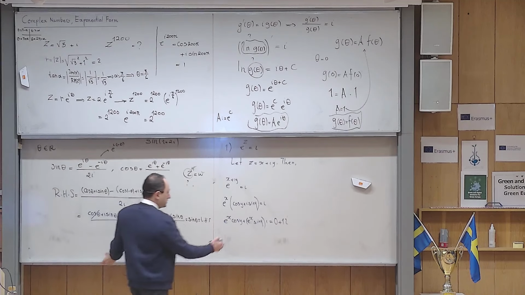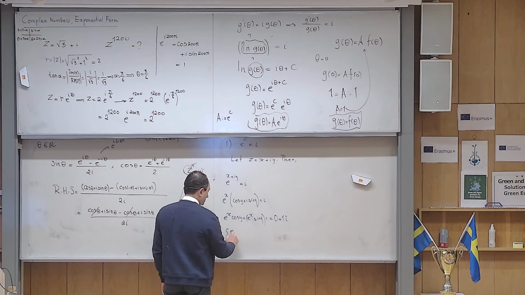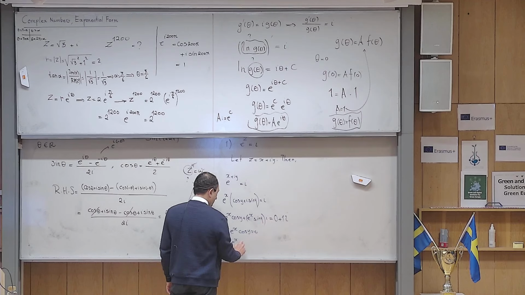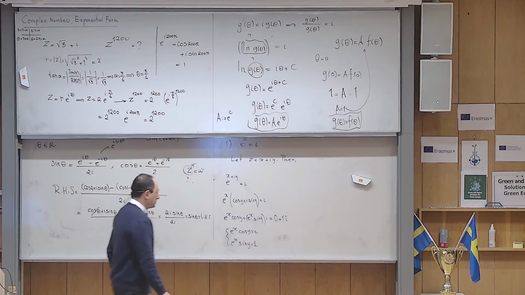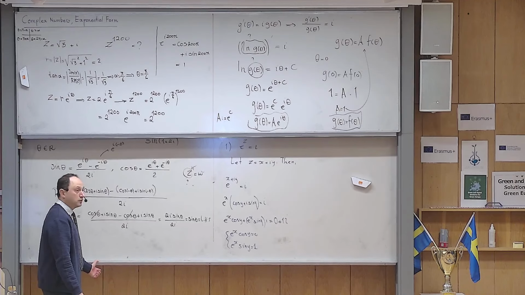And then I can immediately equate them. So this is my real part. This is the real part. They have to be equal. And this is the imaginary part. And that is the imaginary part. They have to be equal. Then what I have to do, I have to solve a system of two equations in two unknowns.